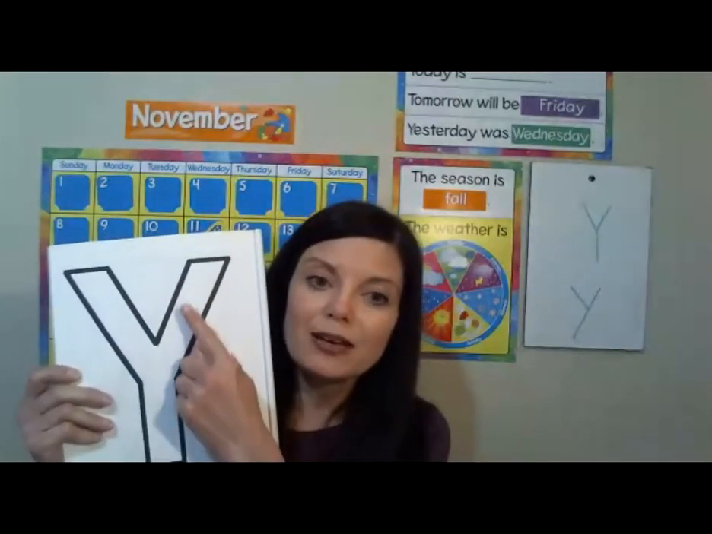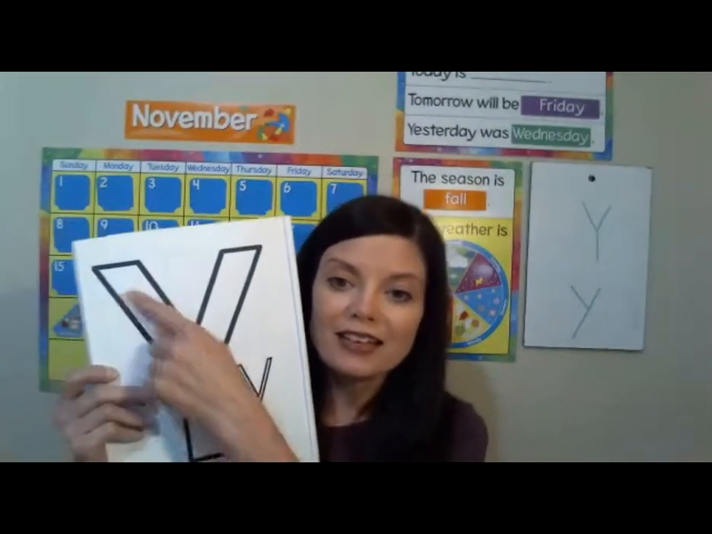And also you can take the blank letter Y coloring sheet, and you can put some yarn on there if you'd like to. You can just glue little pieces of colorful yarn. Okay, so that's what the letter Y looks like and how to write it.